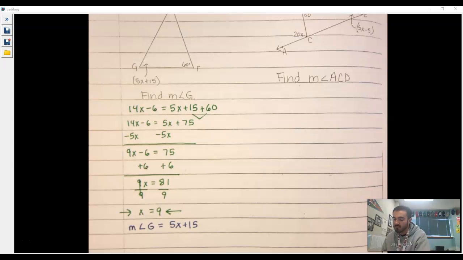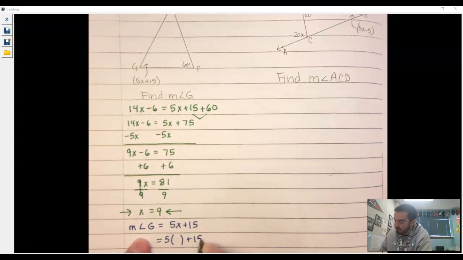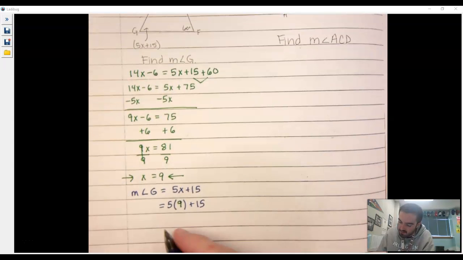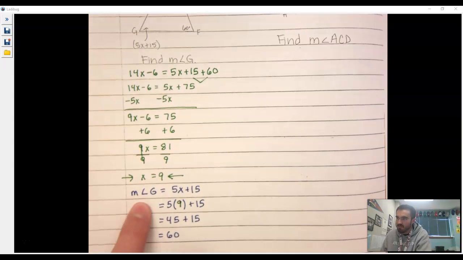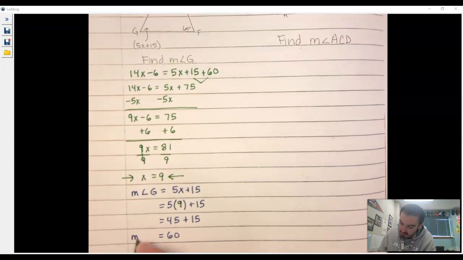Cool. Well, what else do we know? We know that x is 9, so couldn't we plug in 9 here to find the measure of angle G? I think we can. Let's plug it in. So instead of x, I'm going to write 9 here. 5 times 9, if you put that in your calculator, it is 45, plus 15. 45 plus 15 equals 60. Remember, the measure of angle G needs a degrees sign, so the measure of angle G is 60 degrees.